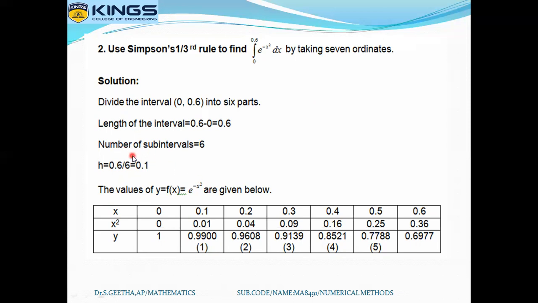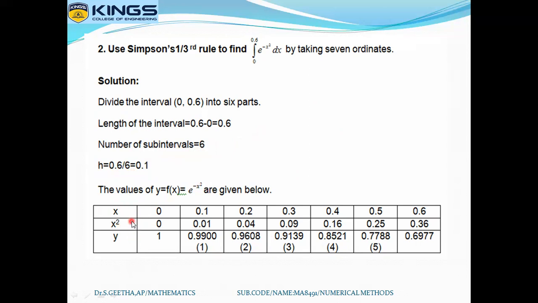It is given that the number of subintervals is 6, that is, 7 ordinates are given. Therefore, the number of subintervals is 6. Here, what is h? h is equal to length of the interval by number of subintervals. So, h is equal to 0.1. Now, we find the tabulated values of the function as follows.